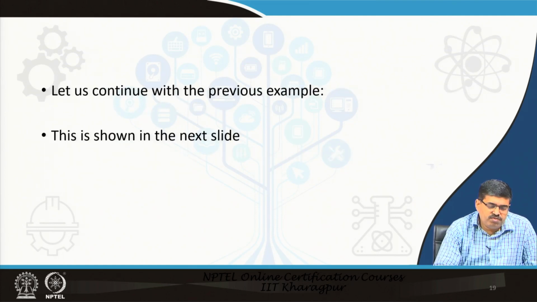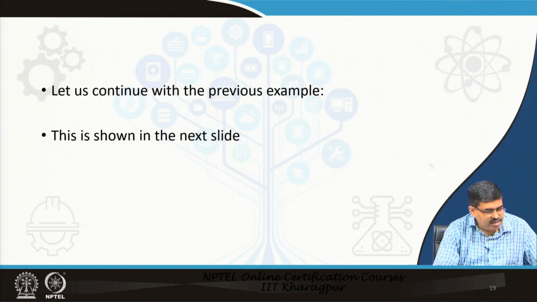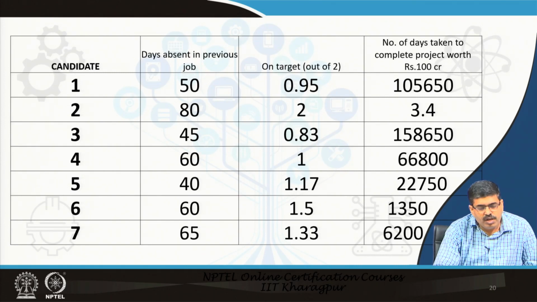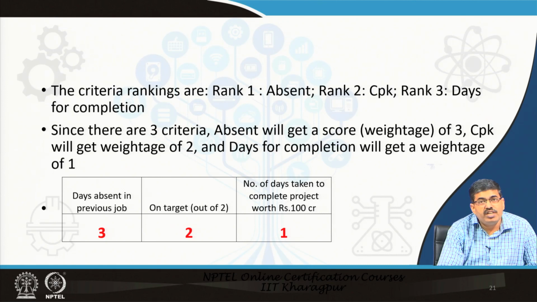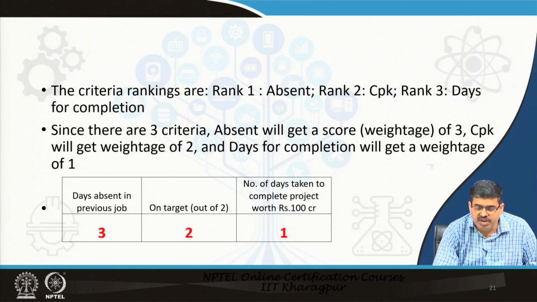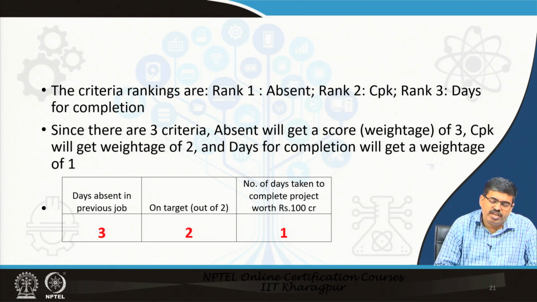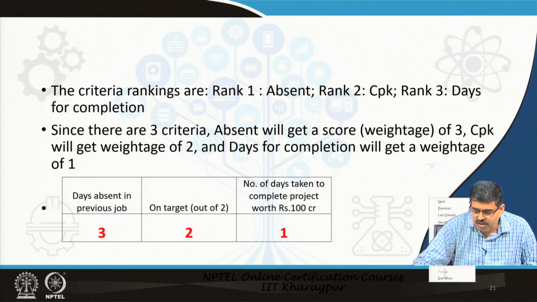Let us continue with the previous example. This is shown in the next slide. Same example. Now, the criteria rankings: absenteeism is rank 1, the second one is rank 2, the third one, days of completion, is rank 3. Since there are 3 criteria, absent is rank 1 and gets a weightage of 3, on target will be 2 and days of completion will get a weightage of 1.